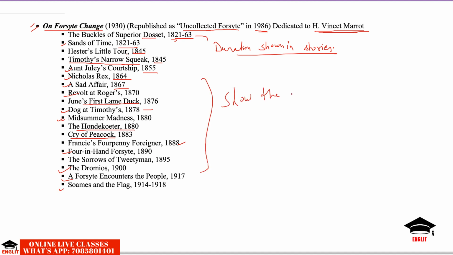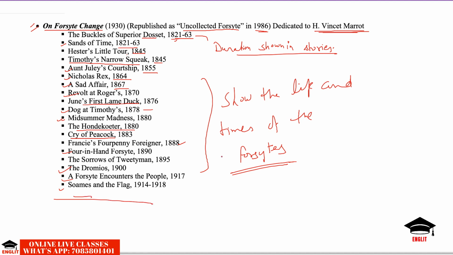They also show the life and times of the Forsytes, the Forsytes' characters. These stories are also directly and indirectly related to the Forsyte Chronicle. Not indirectly, directly. They all show the stories of the characters of the Forsytes. Forsytes were not ordinary characters. The large part of Galsworthy's literary output was the creation of the Forsytes.